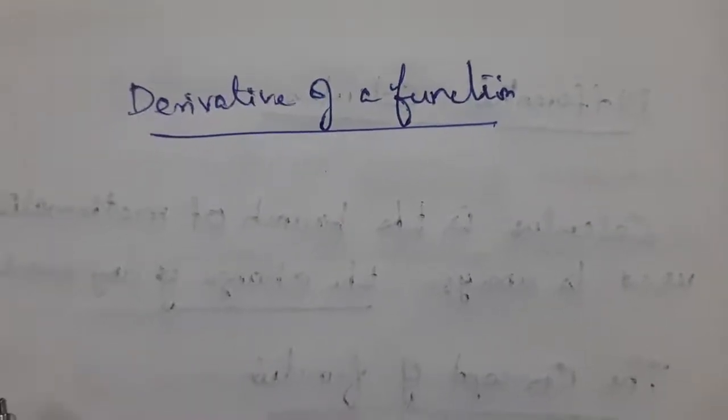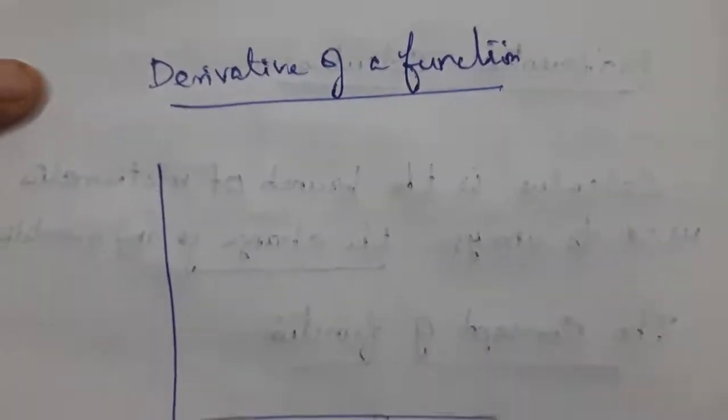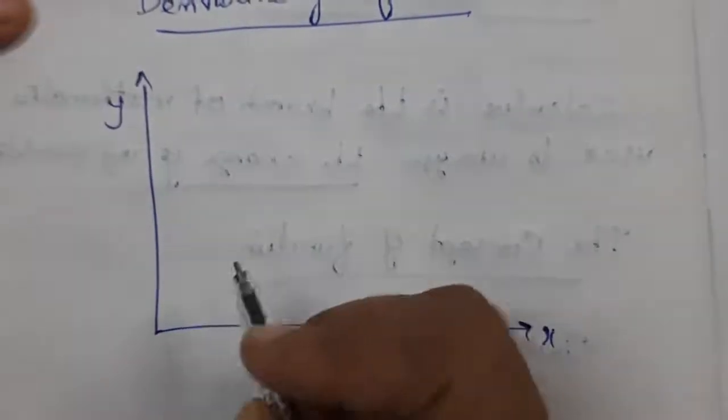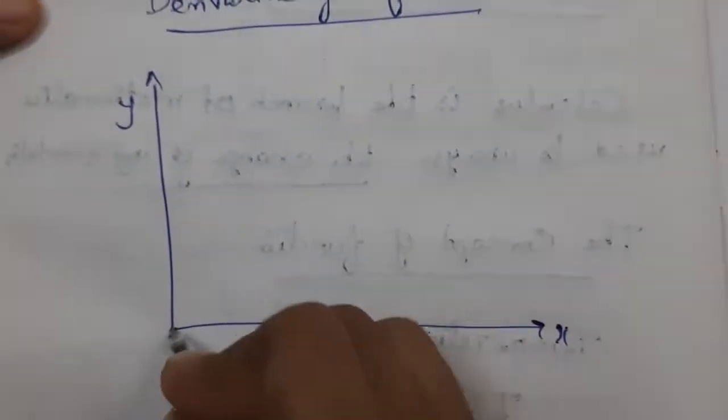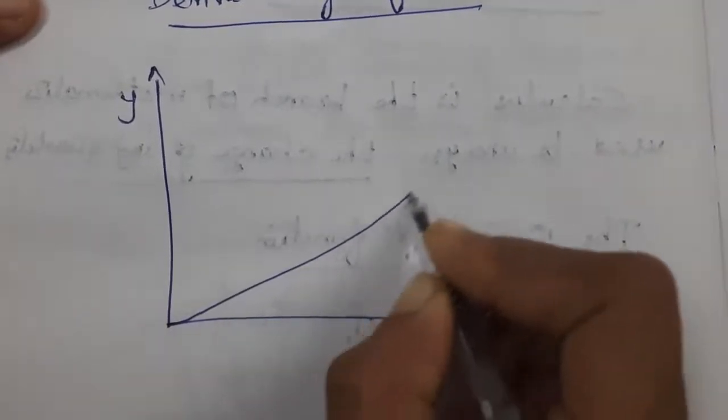Let's see graphically this variation. This is the x-axis and this is the y-axis. Consider a particular motion of an object. Let's see that the motion may be like this.